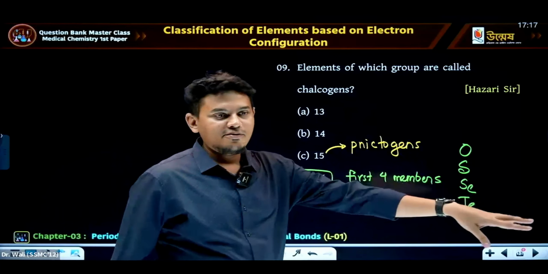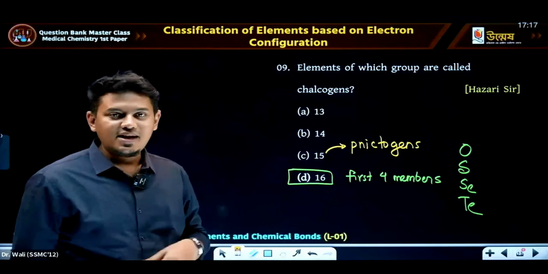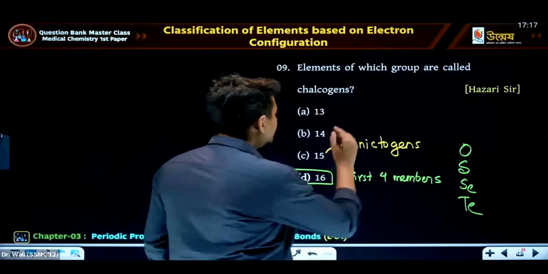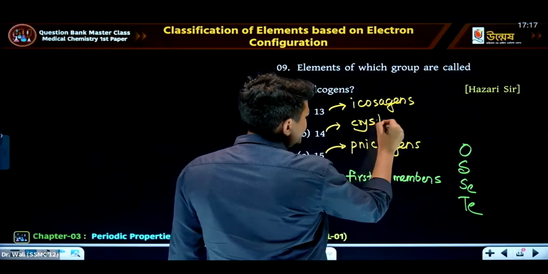It is like labeling a family of normal people as a terrorist family because of having a terrorist kid in that household. Similarly, we are labeling group 15 as pnictogens only because of nitrogen. Group 13, I have already mentioned, are called icosagens, and group 14 can be labeled as crystallogens.